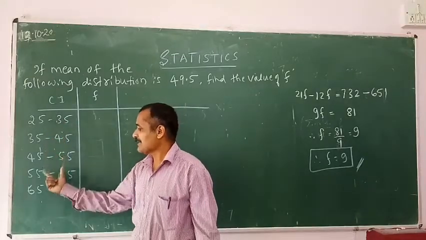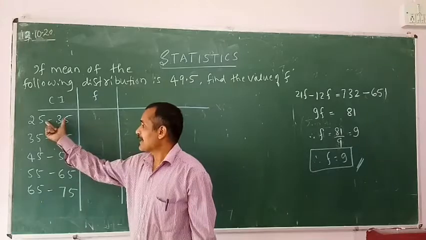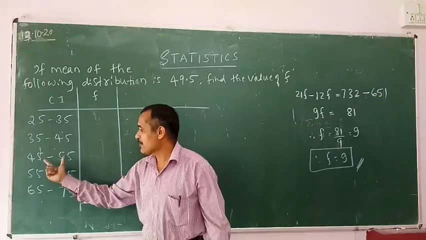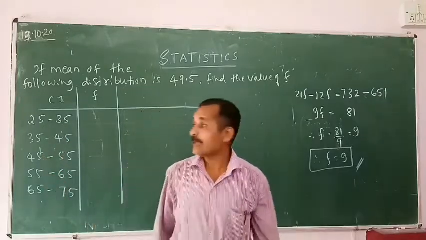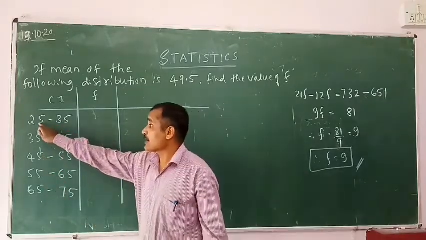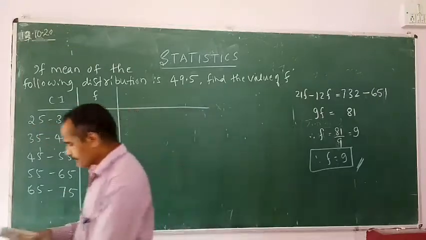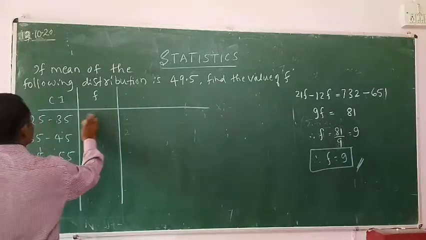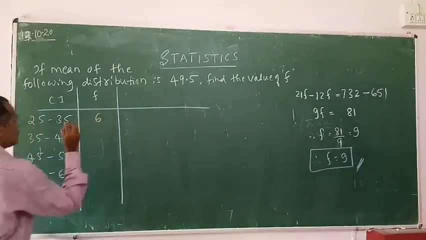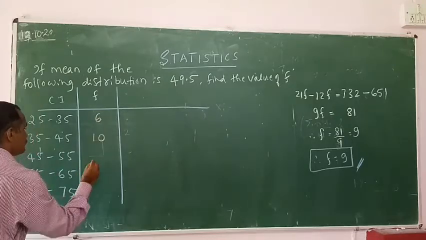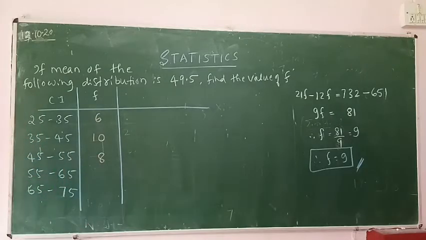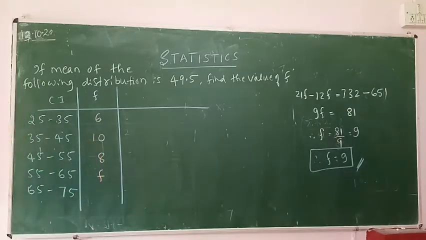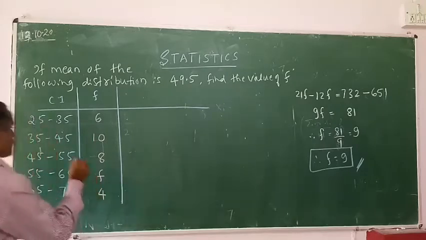But for the class 10 level, you will see that their size will always be constant. See, now the difference is 10. Everywhere we will maintain the difference as 10. But it is not necessary that you should start with 0 here. Coming to the frequencies, I will write frequency as 6, 10, 8, say it is F1 or F, and I will call this 4.